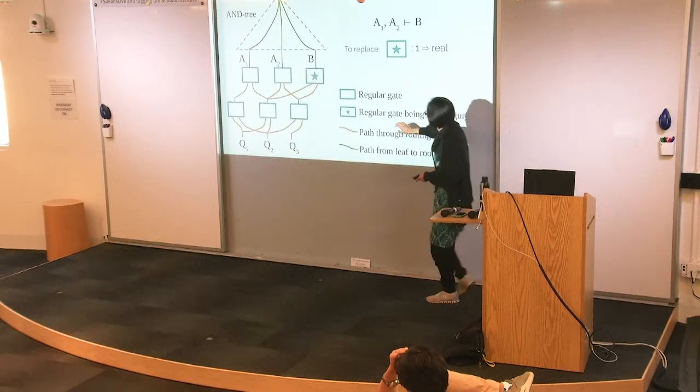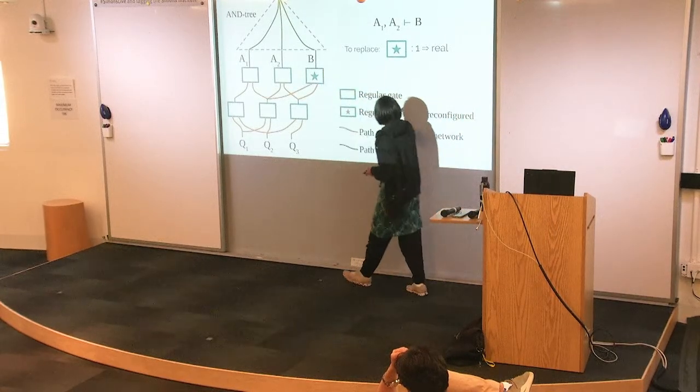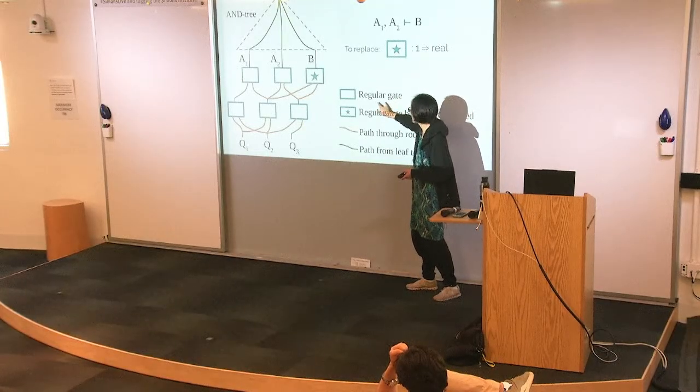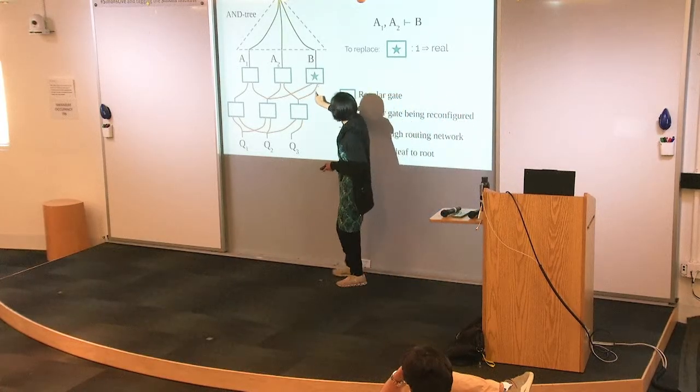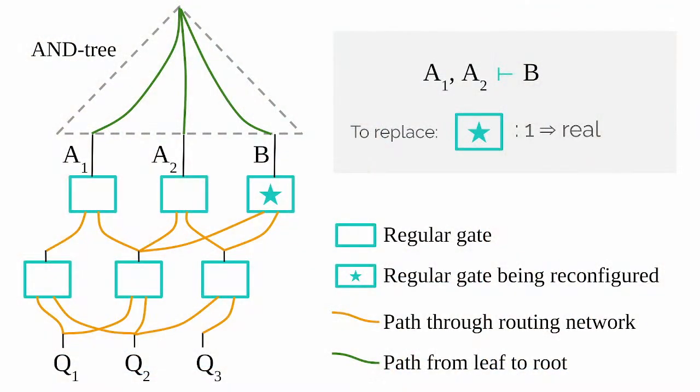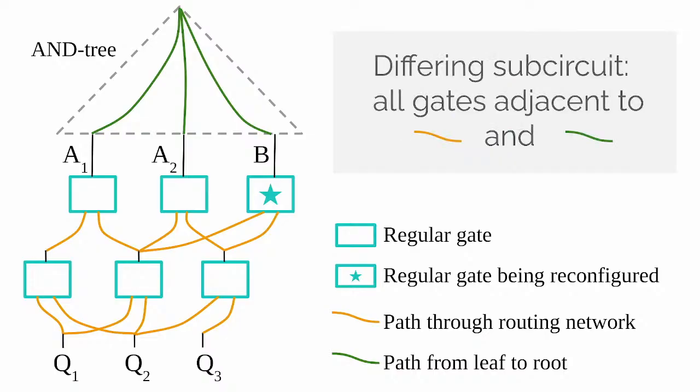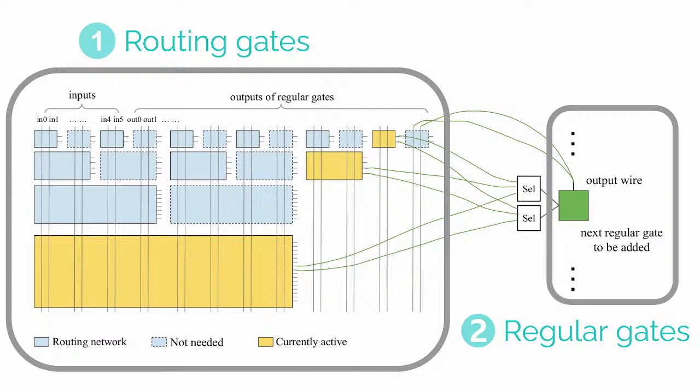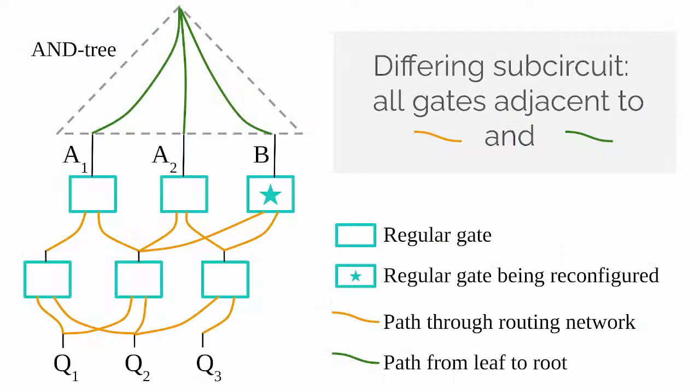More specifically, each gate here corresponds to a gate in the original circuit, and I call it a regular gate. And each line here, I'm abstracting away a lot of things. Each line here is actually a path through the routing network. It's not a wire in the original circuit. And so the different circuit is just this subcircuit, including all the gates on these paths. The universal circuit part is not particularly interesting. The hybrid sequence part is more interesting.